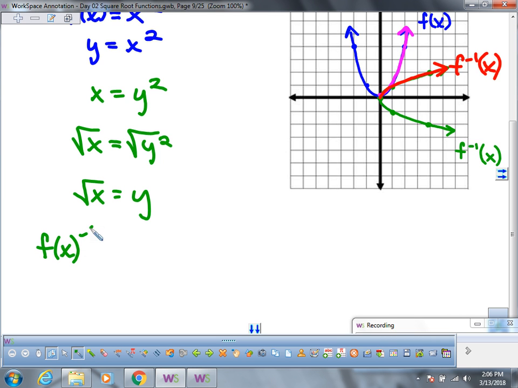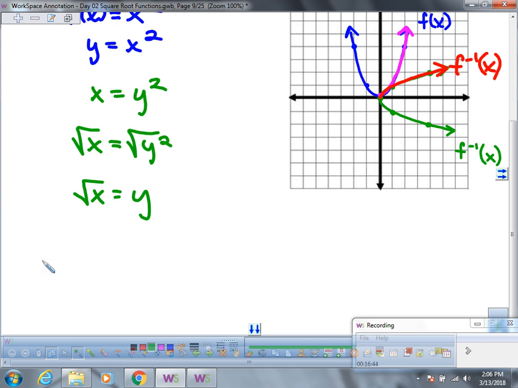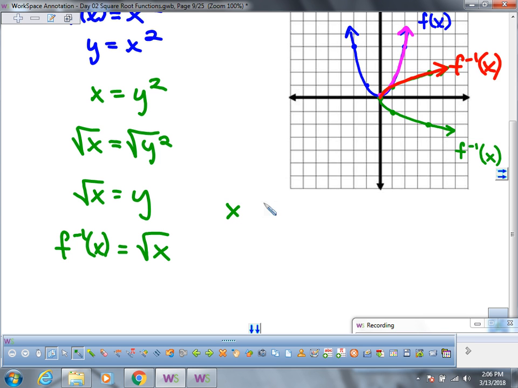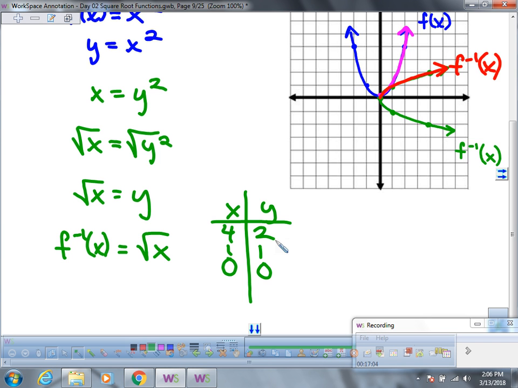So my inverse function, this is how I would write it, is square root of x. It's our new baby. It's got a new set of magic numbers, 0, 0, 1, 1, 4, 2. That's it. That's all we use. Okay, you guys ready to go explore?